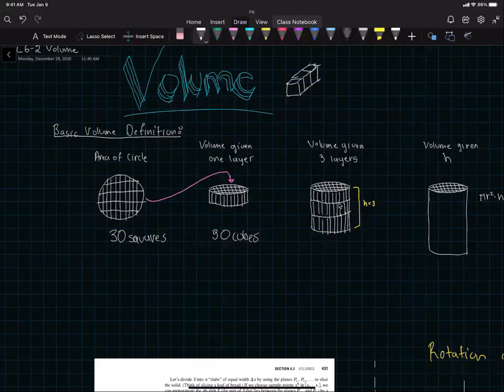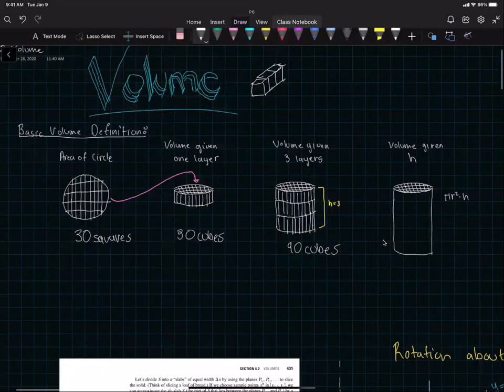I need everybody to think about this. So I had 30 cubes here. Now I have 2 more layers. Then it should be that I now have 90 cubes. Okay. And basically what I'm trying to tell you is that if you're given the area, all you have to do is multiply by the height or the depth, and that's going to give you the amount of cubes that you have.